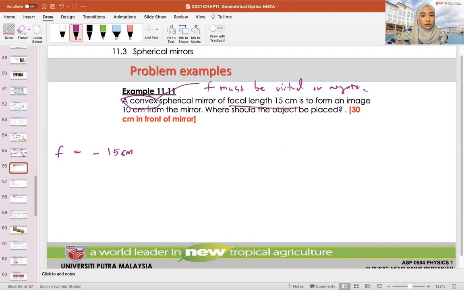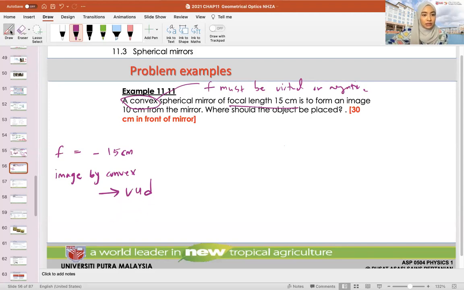It is to form an image 10 centimeter from the mirror. Now, what is the characteristic of an image formed by convex mirror? Do you guys remember? Virtual, upright, diminished, VUD. So a convex mirror produces a virtual, upright and diminished image. So they tell you it's virtual. Virtual, virtual, must be a negative value.